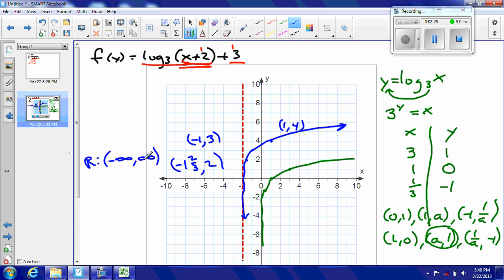Does it have an asymptote? Yes. We already determined that this right here is a vertical asymptote at x equals -2. Notice how that coordinates with my domain. I can't go any farther negative than -2. I have a vertical asymptote there.